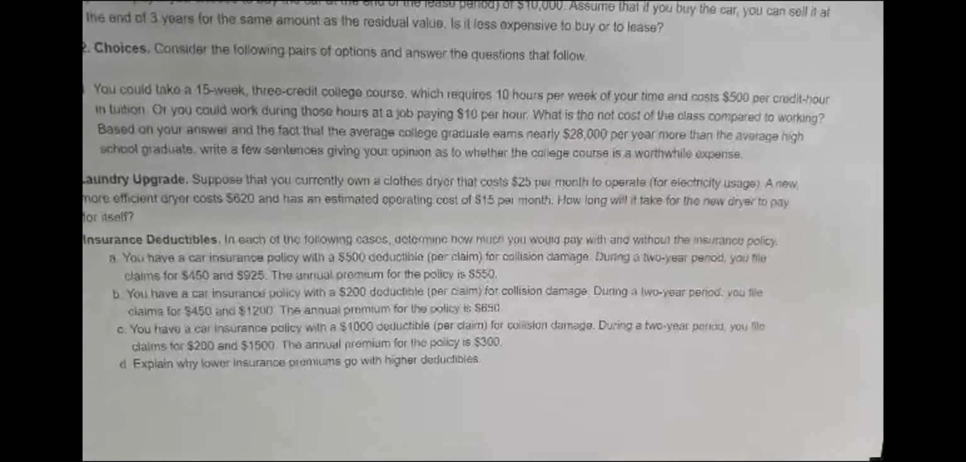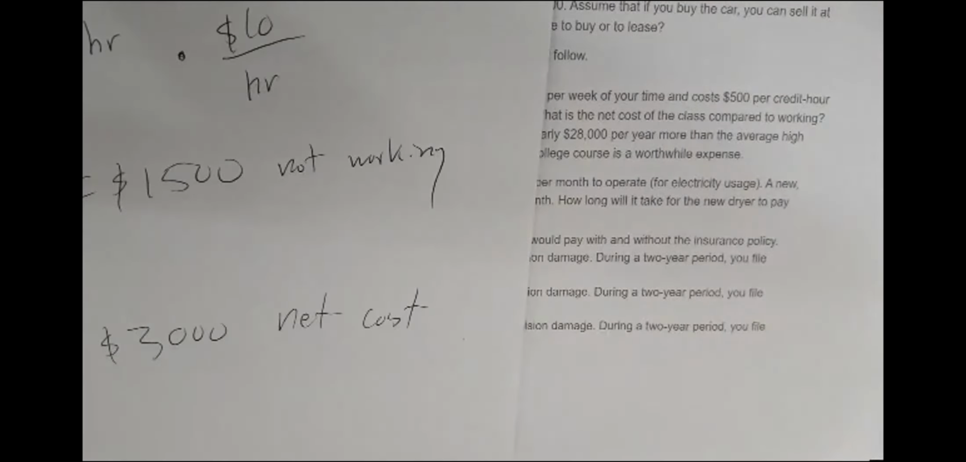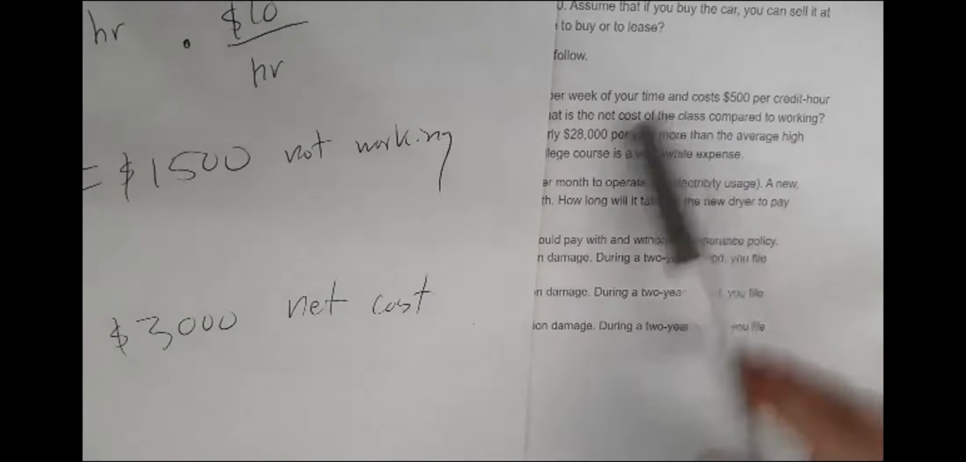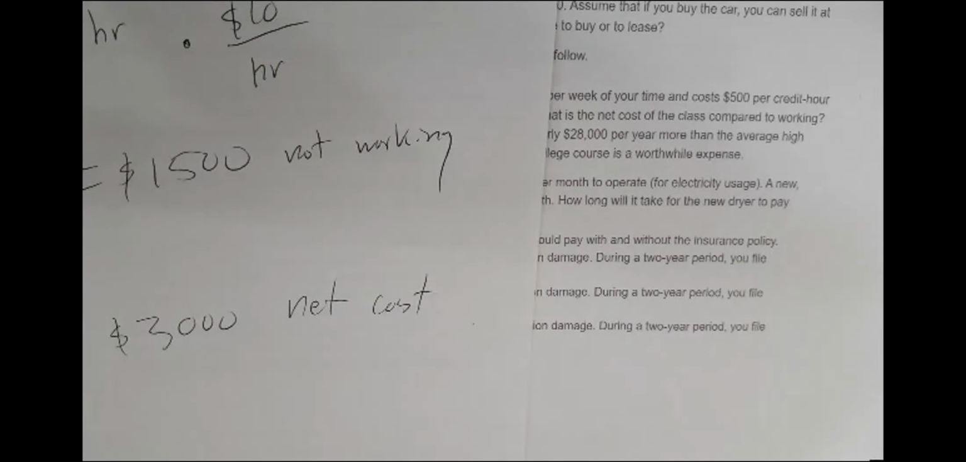What about the 28K? How does that compare to your net cost? I mean, it's a drop in the bucket. Yeah, pretty much. $28,000 a year versus a $3,000 net cost for 15 weeks. So this is $3,000 net cost for each of your classes versus you're going to end up like 28K per year more.